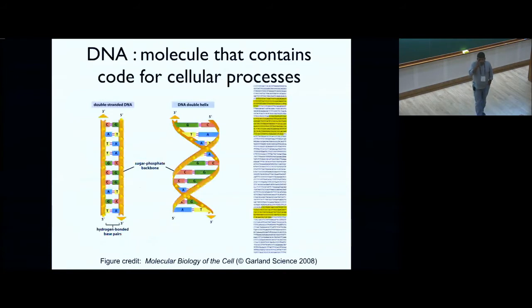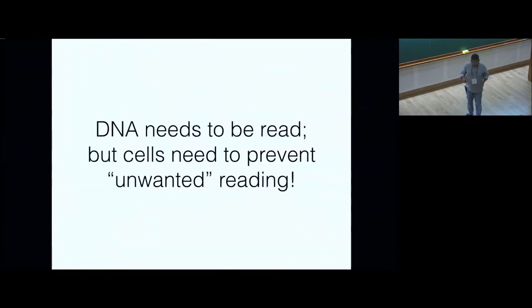As we all know, DNA is a very long polymer made of the nucleic acids A, T, G and C, and it codes for all the cellular processes going on in our cells. So we have this long code, and it is a long molecule inside our nucleus. And we all know that for every process happening in our body, the DNA is being read. Interestingly, it's not just read; the cell also needs to prevent unwanted reading. What do we mean by unwanted reading?